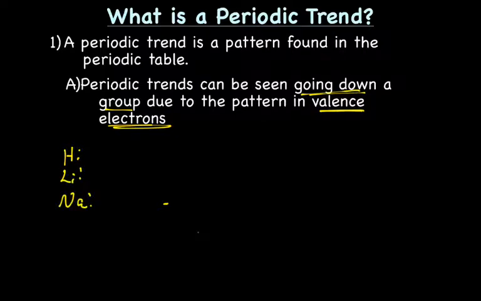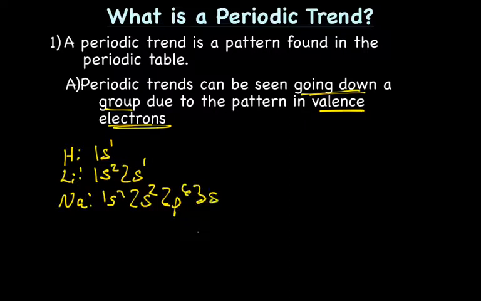The electron configuration for hydrogen is 1s1. Lithium is 1s2, 2s1. And sodium is 1s2, 2s2, 2p6, 3s1. And I'll stop there. But you'll note that the valence electrons, all of them, end in s1.